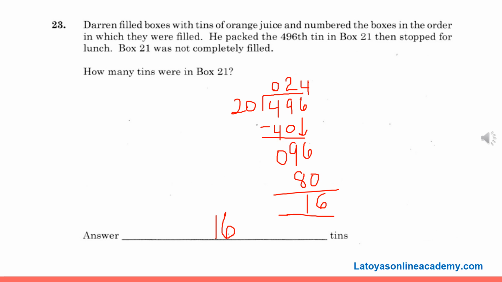So we have 24 tins in each box, right? And now we have a remainder of 16. So that means that 16 tins were packed in box 21.